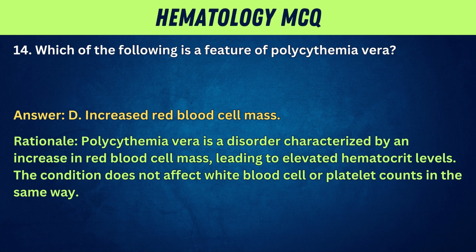Rationale. Polycythemia vera is a disorder characterized by an increase in red blood cell mass, leading to elevated hematocrit levels. The condition does not affect white blood cell or platelet counts in the same way.